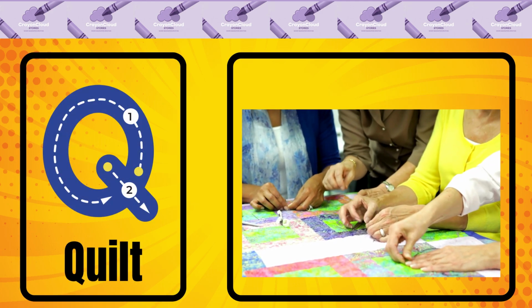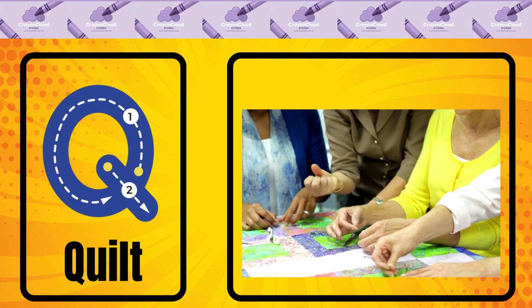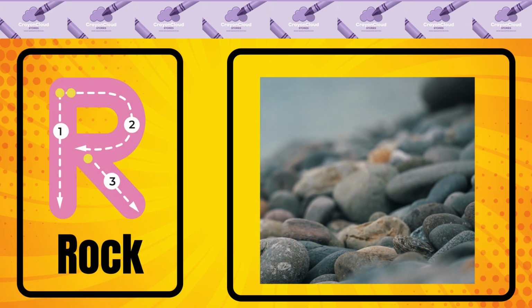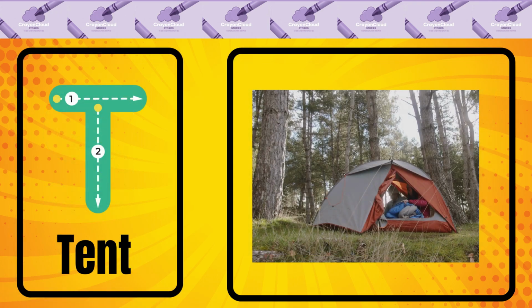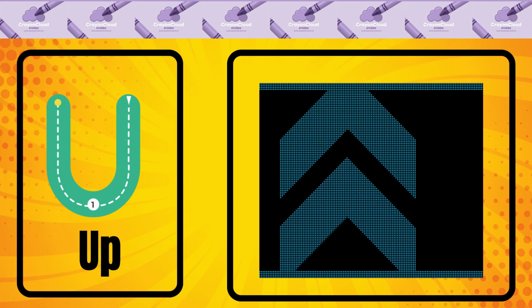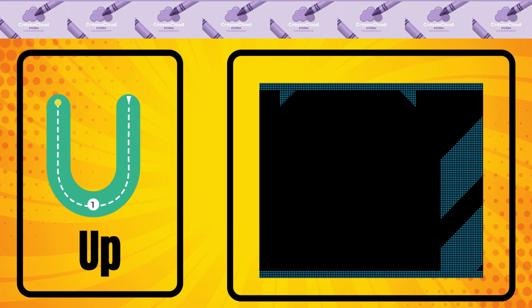Q is for quilt, quilt. R is for rock, rock. S is for sock, sock. T is for tent, tent. U is for up, up.